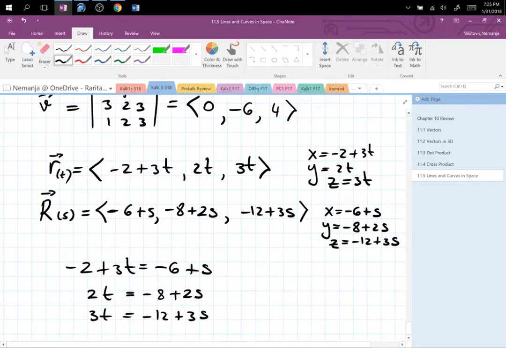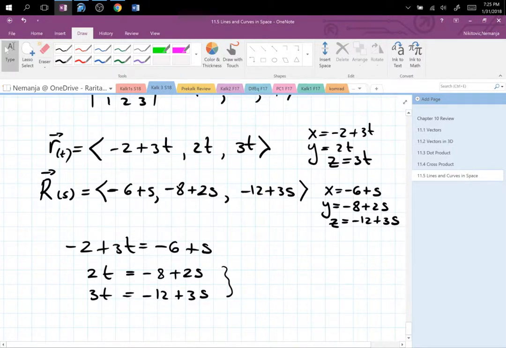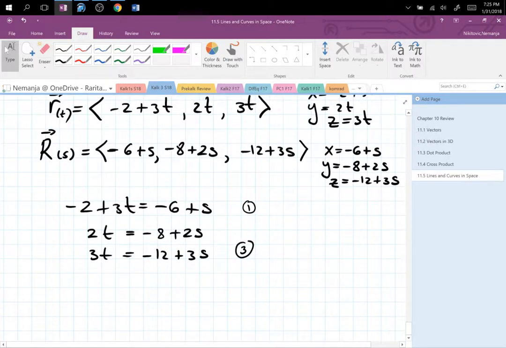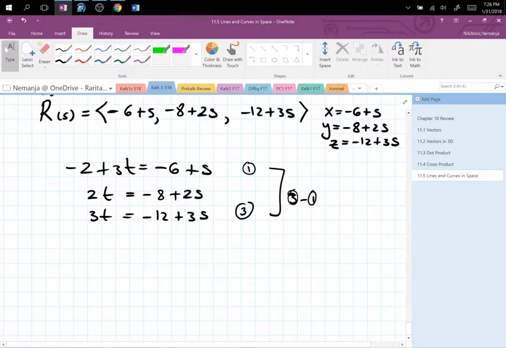So let's say you use the second two equations. Is the second two equations cheap? No. It's first and third, right? First and third equations are cheap if you subtract them. So you do 3 minus 1. That's the fastest. So you have 3t minus 3t is 0. So 0 minus negative 2 is positive 2.